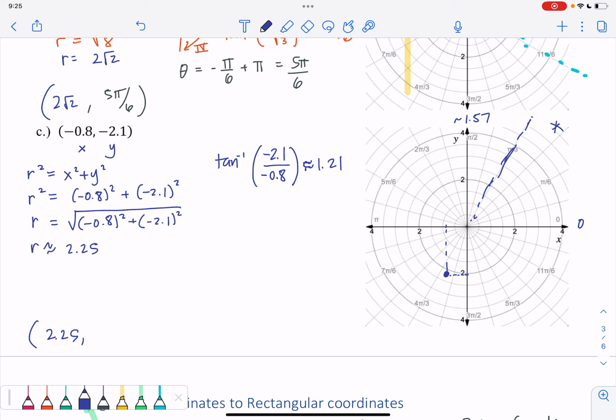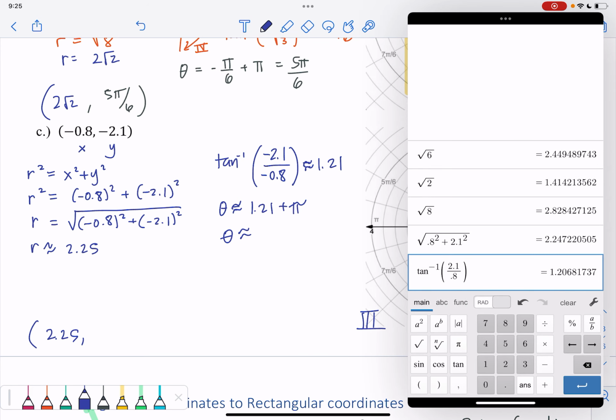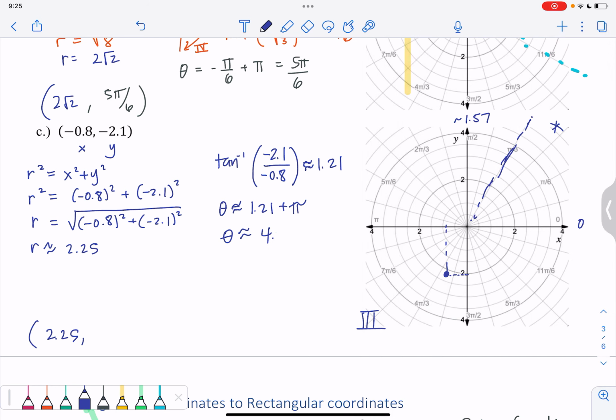Okay. But quadrant 1 is not where I want to be because it needs to direct me to the point down in quadrant 3. So I need to add pi to that. So my theta is actually going to be 1.21 plus pi. So theta is approximately, I'm just going to take this answer and add pi, and I get about 4.35. So there's my 4.35 radians, and then I have finished finding my polar coordinates, which are r and theta.